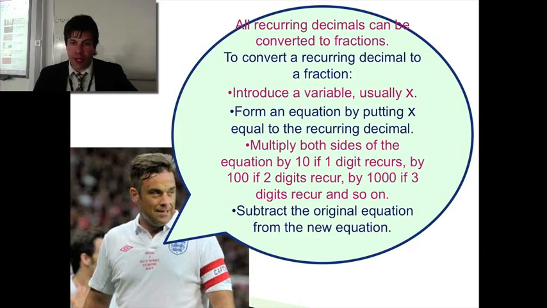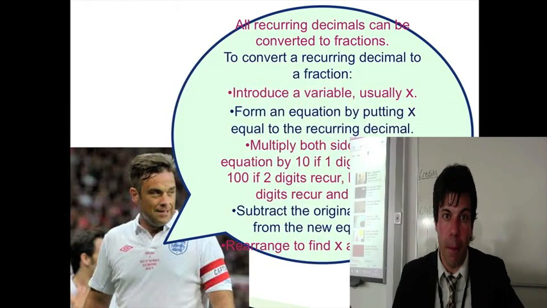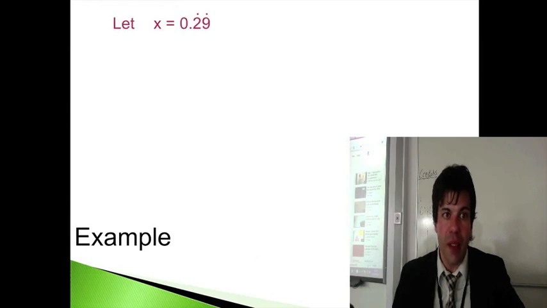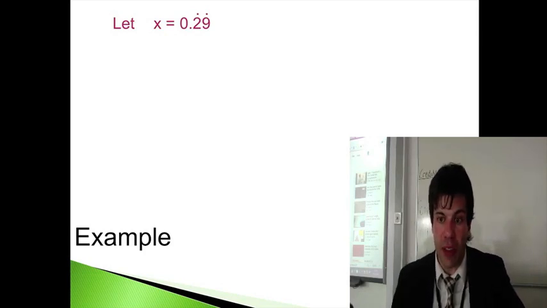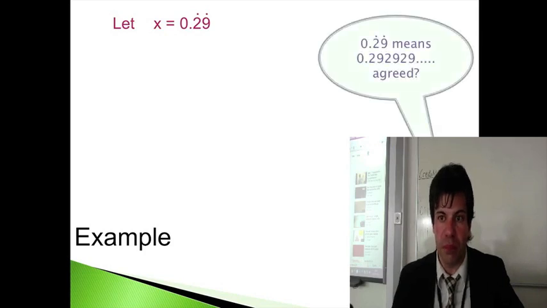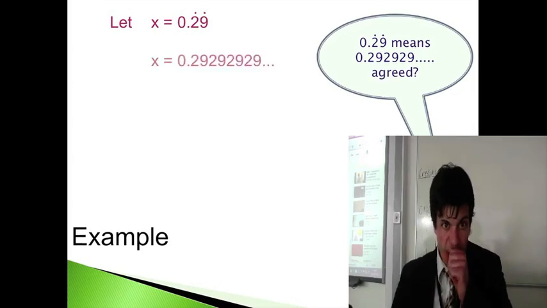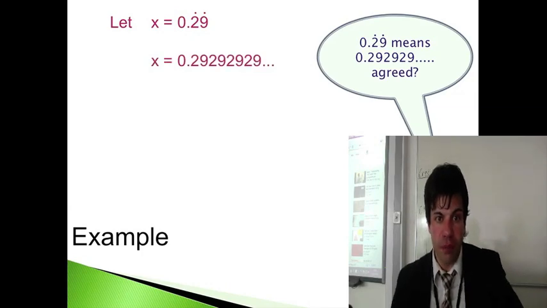So let's put this into practice. Of course, we'll rearrange to find x as a fraction. The example we're going to use is 0.29 recurring. We want to convert that into a fraction. We will label that decimal as x. Now, do we agree that 0.29 recurring is 0.292929, etc.? We can express it as so.